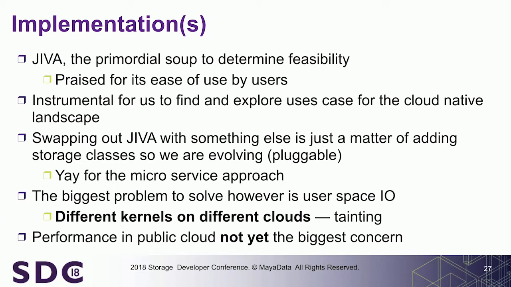As I mentioned, we started this out as, is it feasible? So we have several data engines, as we call it. Jiva was the first one. It's basically the primordial soup that we use to figure out, does this actually stick and fly? So, throw it against the wall and see if it sticks idea.